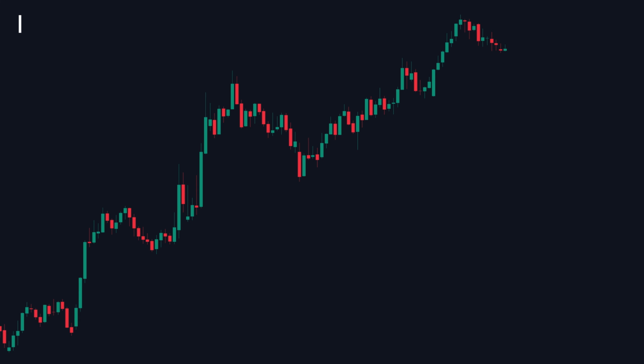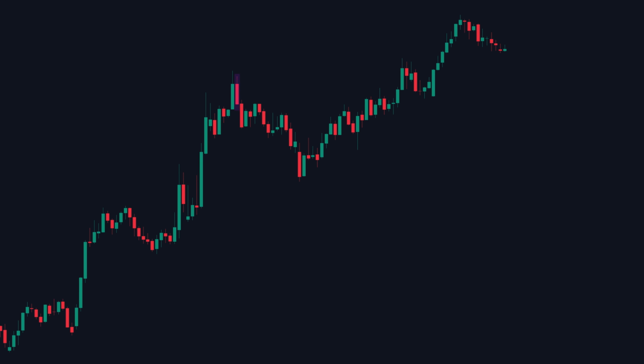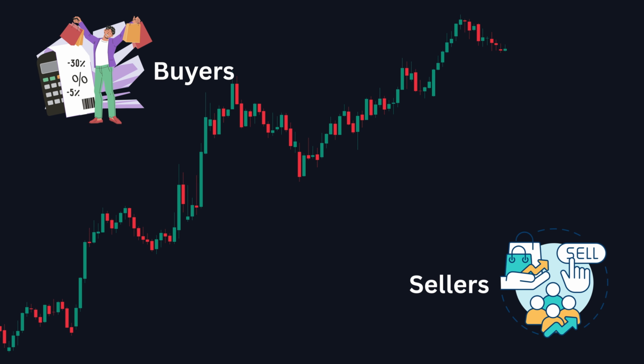Candlestick patterns. These patterns reveal market sentiment just by looking at the shape and behavior of candles. They help you understand who's in control, buyers or sellers, within each session. Let's cover some important ones.